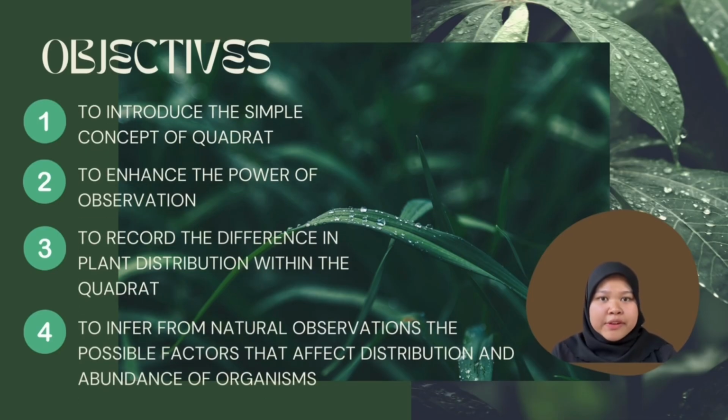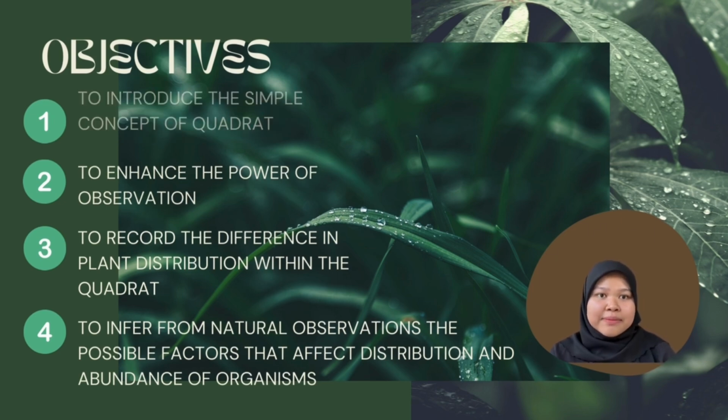The objective of the experiment is, first, to introduce the simple concept of quadrat; second, to enhance the power of observation; third, to record the difference in plant distribution within the quadrat; and lastly, to infer from natural observation the possible factors that affect the distribution and abundance of organisms.